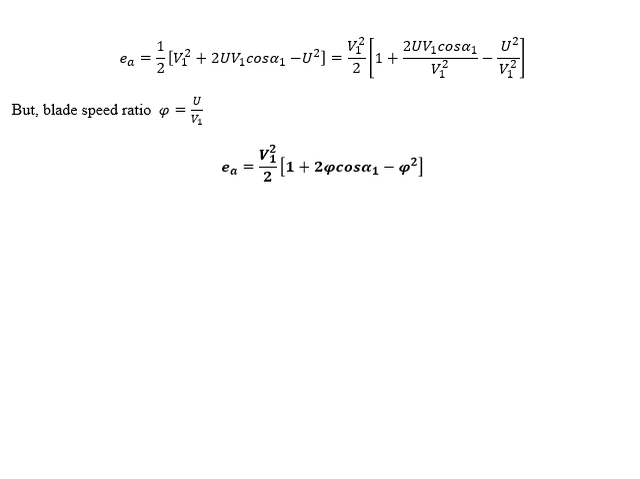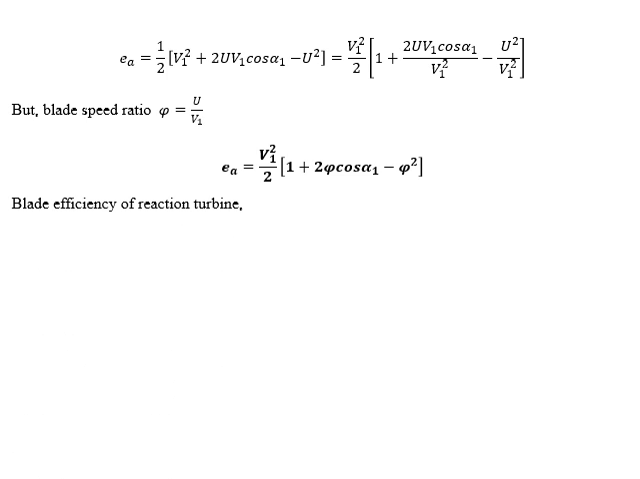According to that, the energy transfer or available is E_A equals V1 squared by 2 into (1 plus 2 phi cos alpha 1 minus phi squared). In the previous expression, V1 by V1 gets cancelled, and the remaining U by V1 is phi. For that reason it is 2 into phi cos alpha 1. Here U squared by V1 squared is there, for that reason it is phi squared.